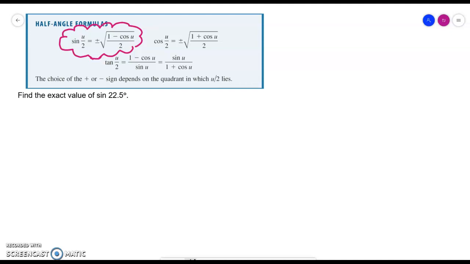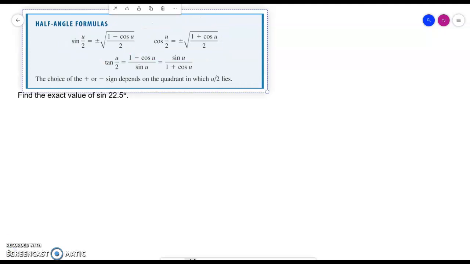All right, now we have a really similar equation for cosine. So we have our half-angle formula for cosine, which states that if we have cosine of u over 2, it's equal to plus or minus the square root of 1 plus cosine of u divided by 2.